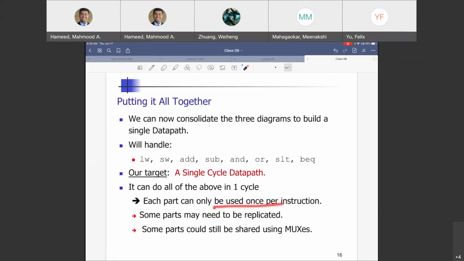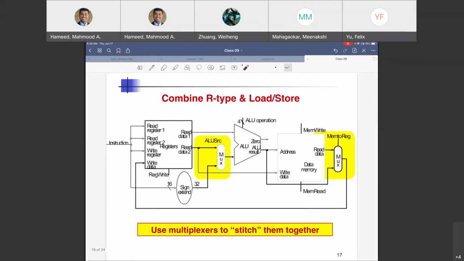Each part is used once per instruction. We are not duplicating things in 1 instruction. Some parts may be replicated and some parts could be shared by using muxes. We have essentially talked about these ideas earlier. Combine R-type and load store. For R-type instruction, we needed the register file, then we needed the ALU for our arithmetic or logical operations. For load and store, we added the memory, right? So what we are stitching together over here is register file, ALU, and the memory.